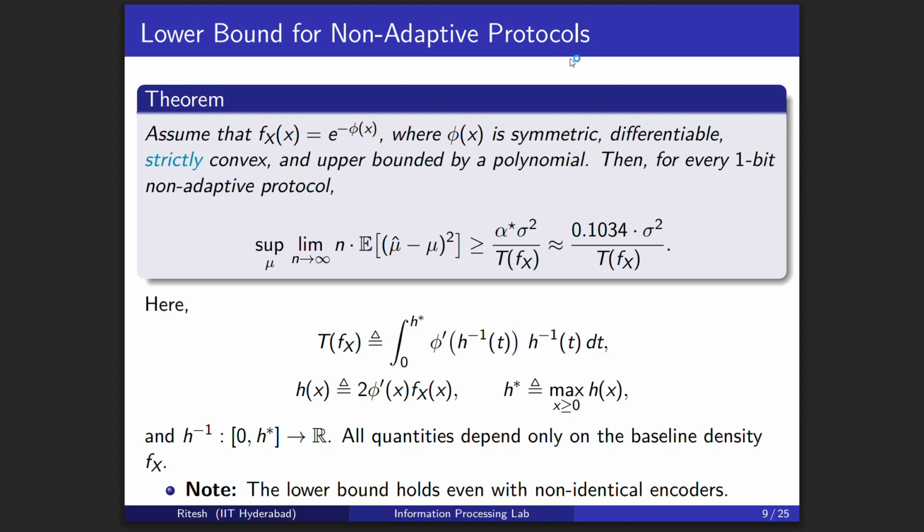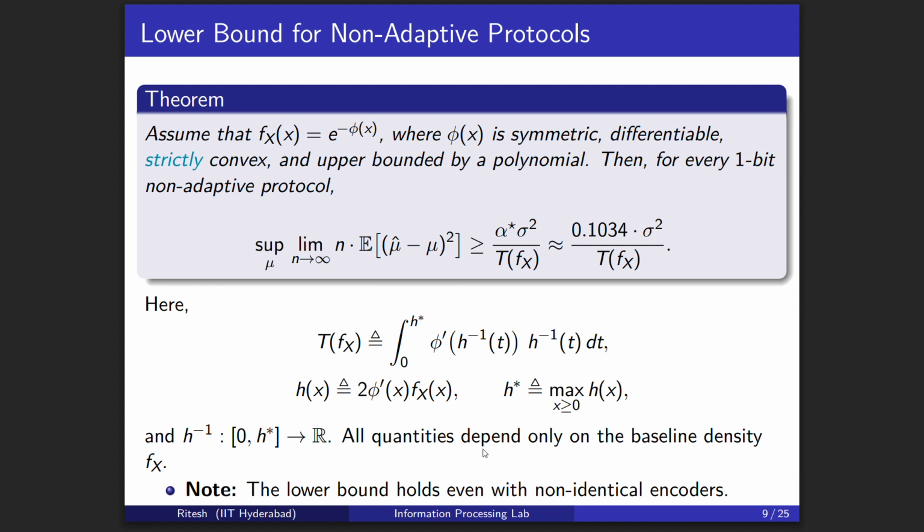It's an achievable one, but the lower bound for non-adaptive protocols is this: we have assumed f(x), a density function of the form e raised to the power minus phi(x), where phi(x) is symmetric, differentiable, strictly convex, and upper bounded by a polynomial. Then for every one-bit non-adaptive protocol, this lower bound will hold. Here T(f) is a distribution-dependent constant, and this quantity depends only on the baseline density.